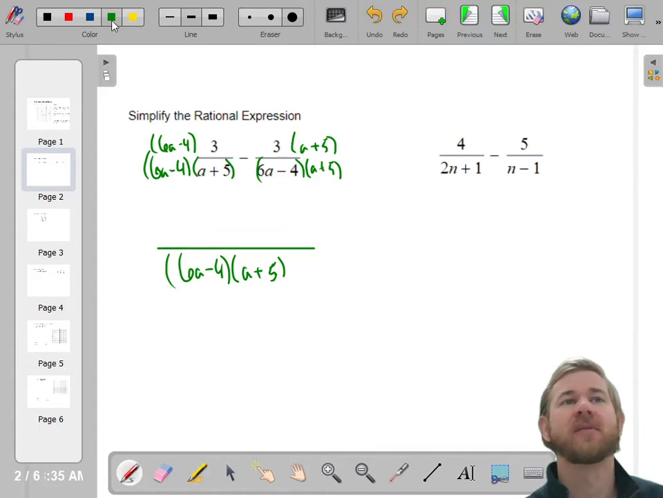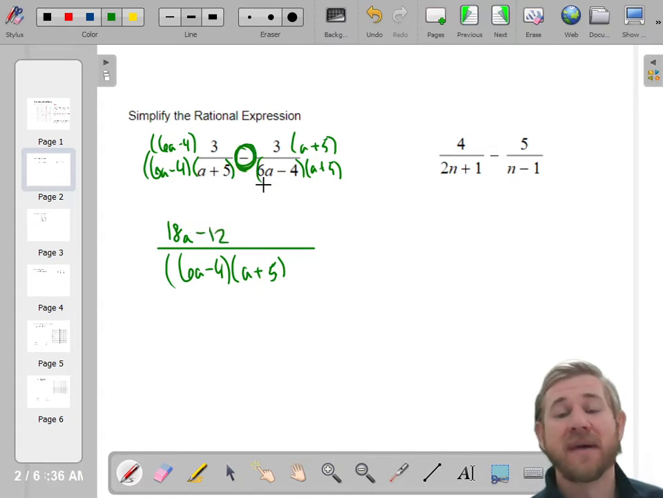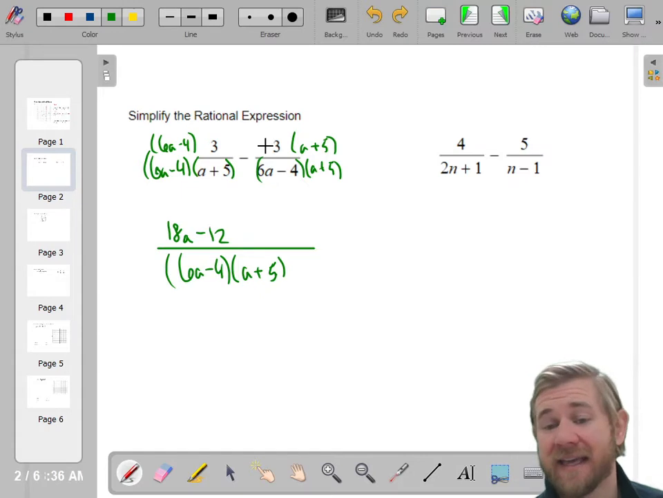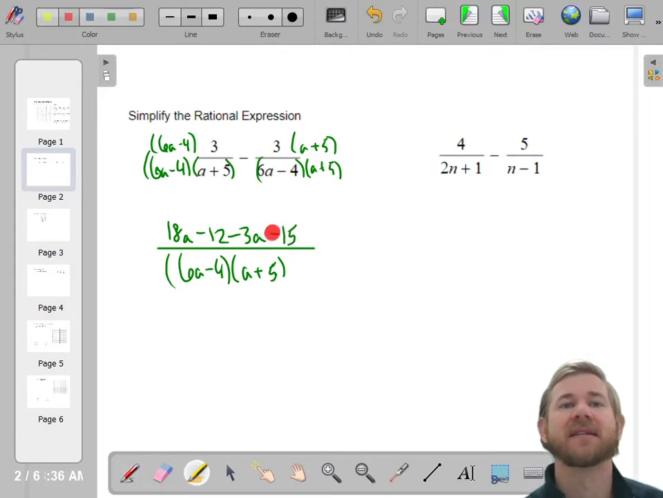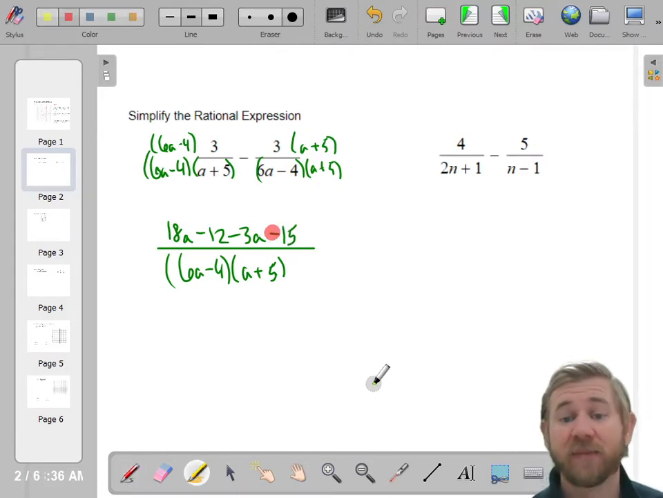So I'm going to have to distribute: 3 times 6a is 18a, 3 times negative 4 is negative 12, and now you got to be real careful here. This is a minus sign, so think of this as a negative 3. Negative 3 times a is negative 3a, and negative 3 times positive 5 is negative 15. If you miss it, it's going to be right there almost every time people get these wrong.